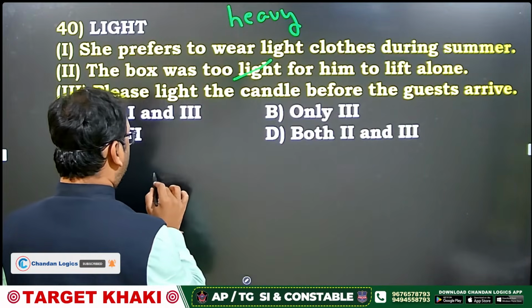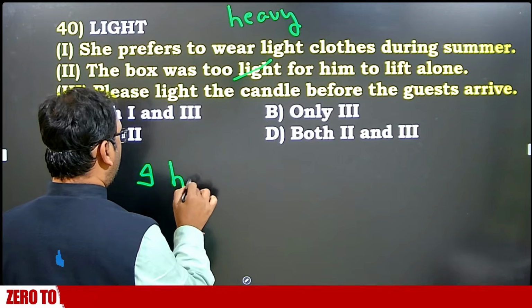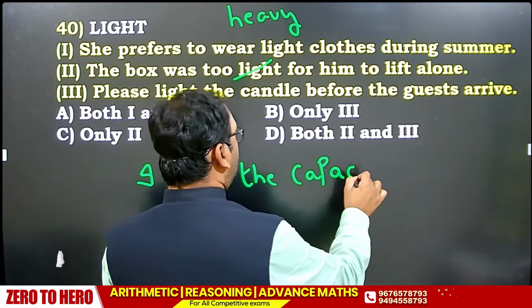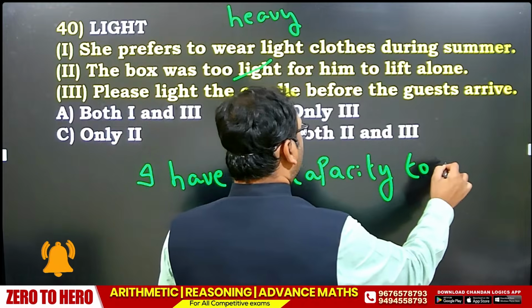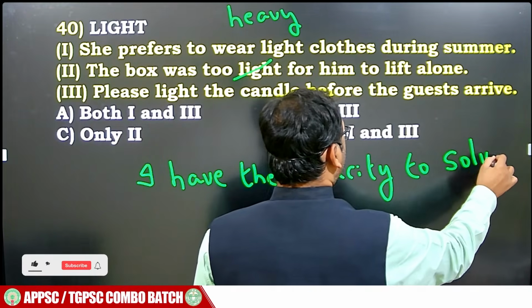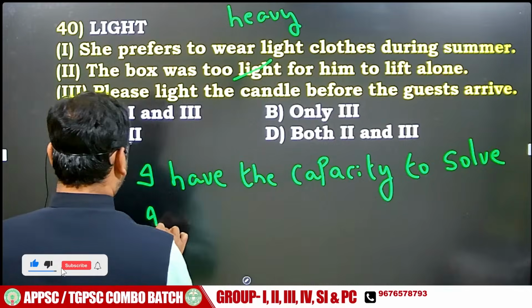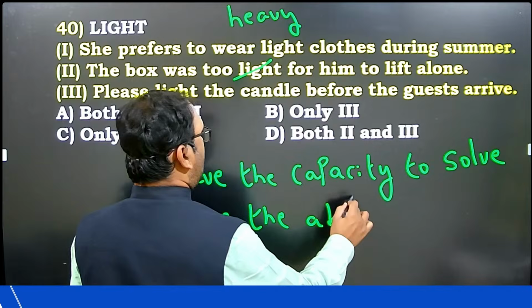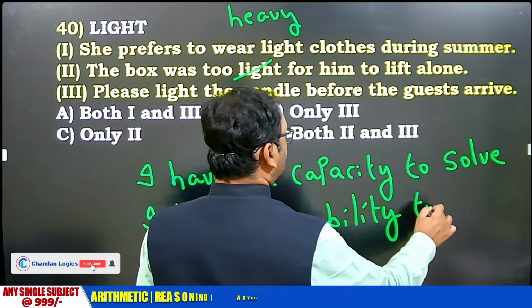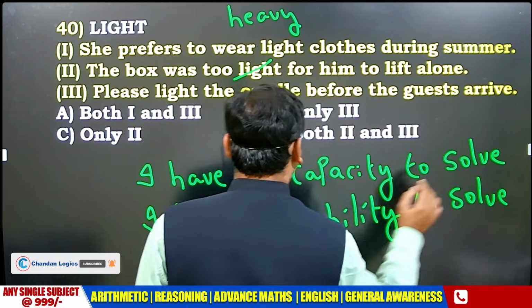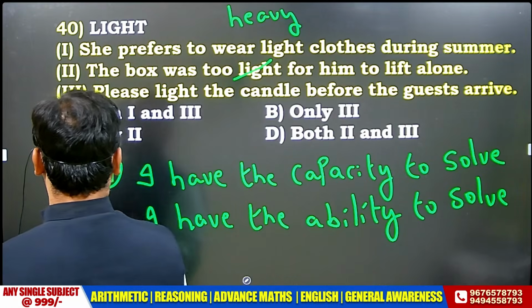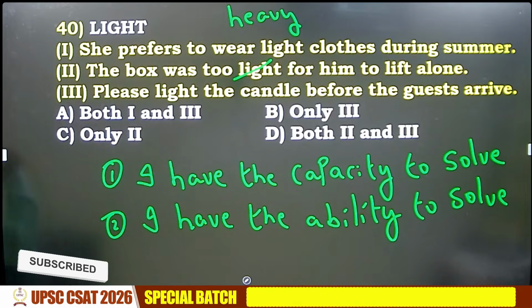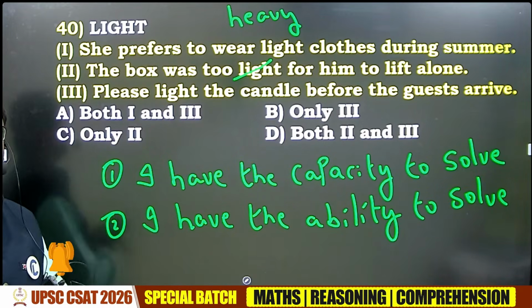Apart from this paper, sentence 1: I have the capacity to solve this problem. Sentence 2: I have the ability to solve this problem.